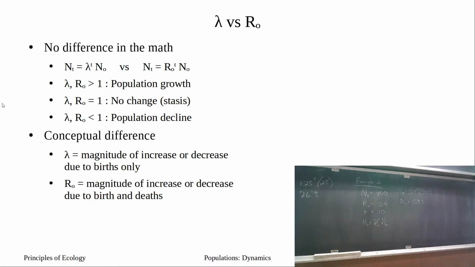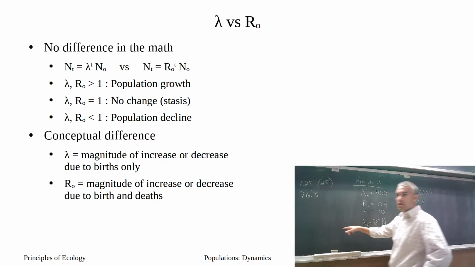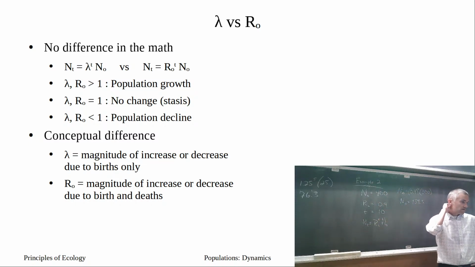Lambda versus R naught. Mathematically, there's really no difference. The equations are basically the same. It's just a change in our letters. We have lambda in one equation and R naught in the other. They have the same relationships. If lambda or R naught is equal to 1, we have no change and our population is staying the same. If it's greater than 1, we have population growth. If it's less than 1, we have population decline. They have the same meaning.